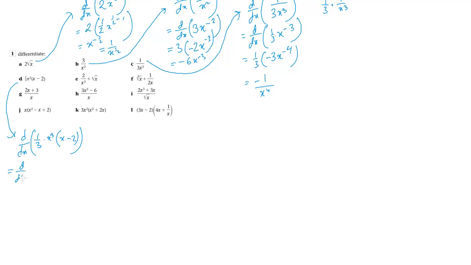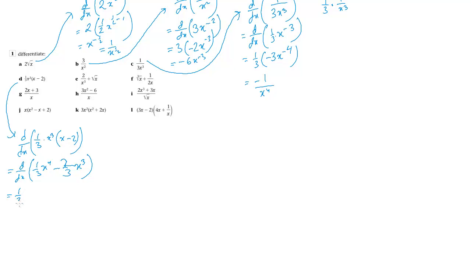So this is going to be d by dx of 1 by 3 x cubed into x, which is x to the power 4, minus 1 by 3 x cubed into 2, so 2 by 3 x cubed, so this is going to be x to the power 3. Now we have simplified it. Now we are ready to differentiate it. So remember, we have to simplify it. To simplify means to add, subtract, multiply, divide.